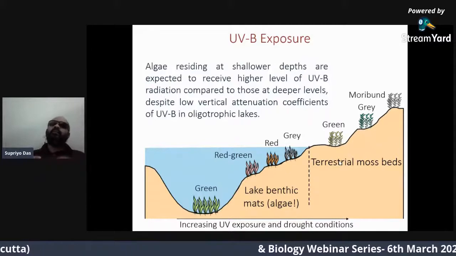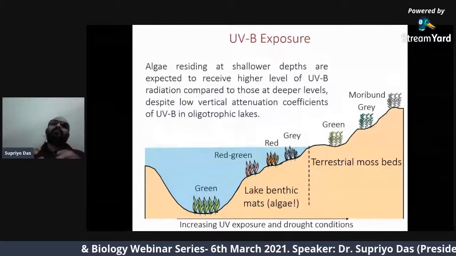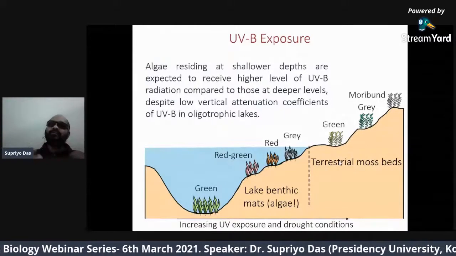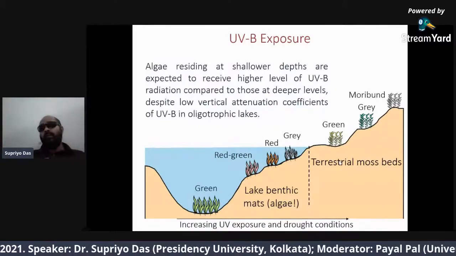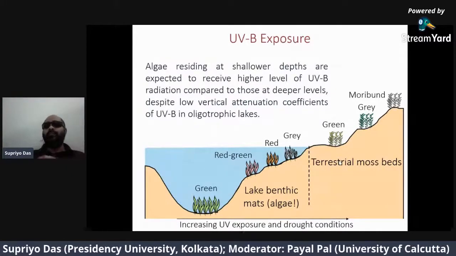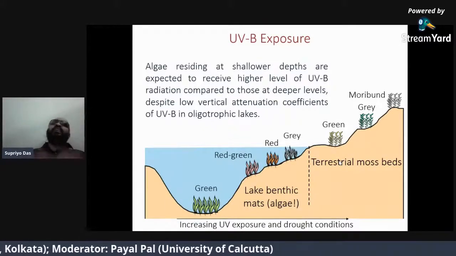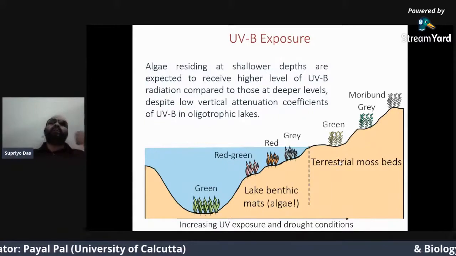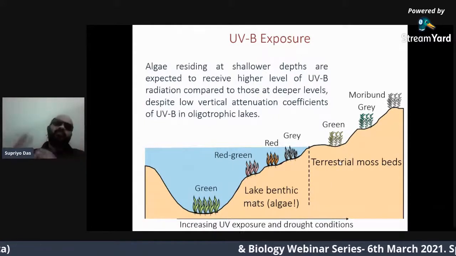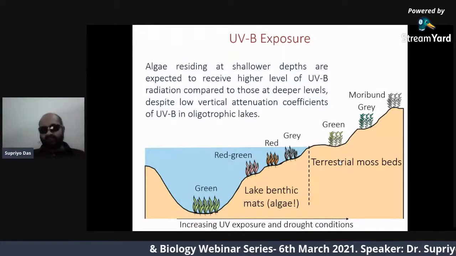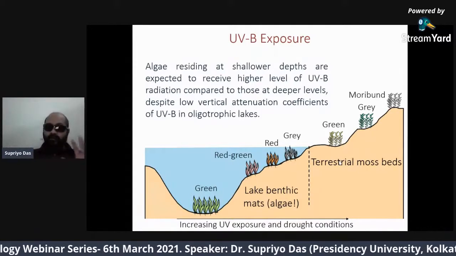Although most of the time you'll find the lakes have thin ice on them and a lot of snow on the ice, so probably it provides some protection to the benthic algal mat, but it is not a huge protection. But of course, something exposed to the sunlight and something under the ice and snow cover should have some difference. So that is what I understood from the field observation.